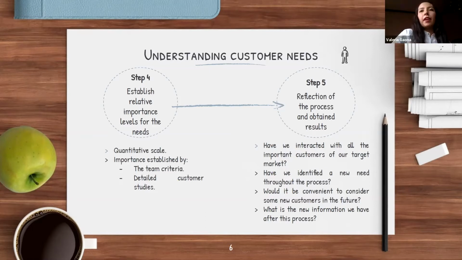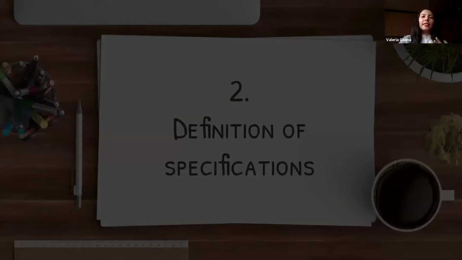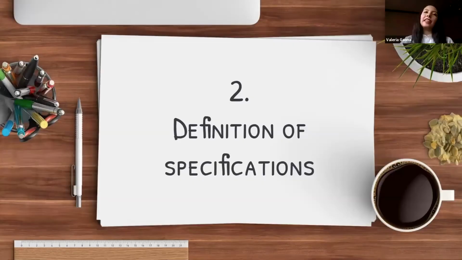In step number 5, of course, you have to do a reflection of the process and the obtained results. You have to question yourselves if you have interacted with all the important customers, if you identified a new need throughout the process, maybe if it would be convenient to consider new customers. And of course, you have to see what is the new information that you have after all the process that you made.